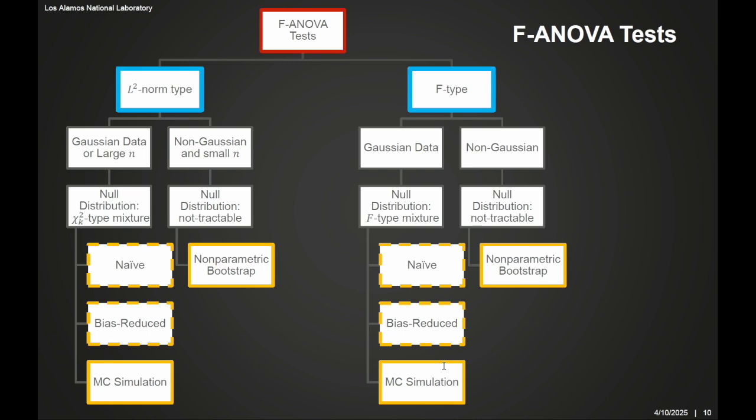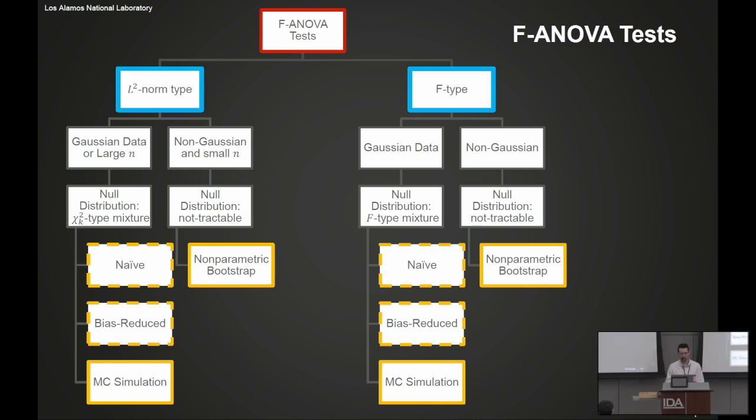So here's a nice diagram. When you run these tests, whether it's in R or in MATLAB, you'll have lots of different tests, and really they come down to two families. You have an L2 type, which we described, and an F type, which I'll describe in more detail. The L2 type has its own little family tree. The stuff in the dashed boxes are ways to simulate that null distribution, and the solid yellows are basically more numerical ways. So let's go into the L2 norm type.